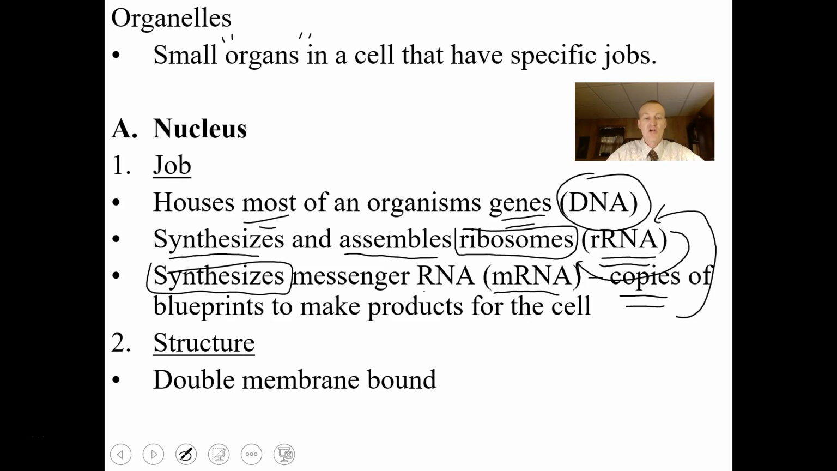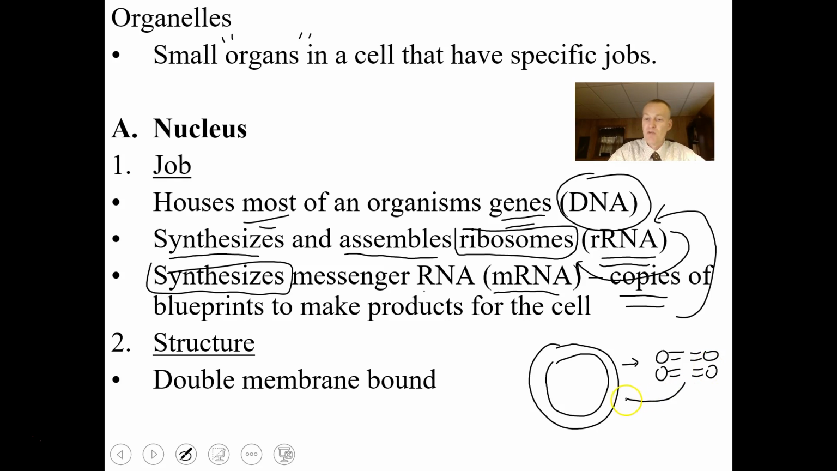The structure of the nucleus is that it's double membrane bound, so it actually has two membranes. If you were to look at a nucleus, it actually has two membranes. And these membranes are phospholipid bilayers. Okay, so they're very complex phospholipid bilayers. That's what each of those membranes actually looks like. And there are pores or holes through them, as I'll show you in the next graphic.